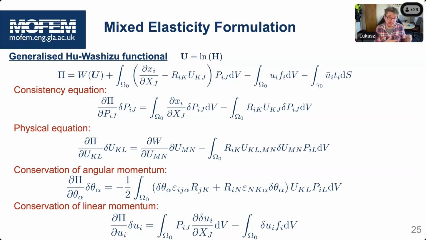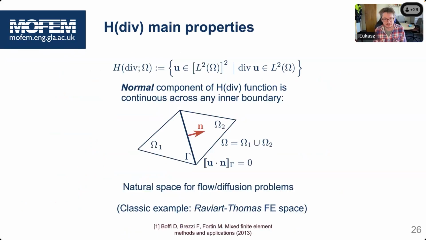And this system was actually used to solve this Bush's problem and this problem with this seal ring, which you have seen at the very beginning. Just a quick reminder: we understand the H-div space as a space of functions which are square integrable, and whose divergence is also integrable.